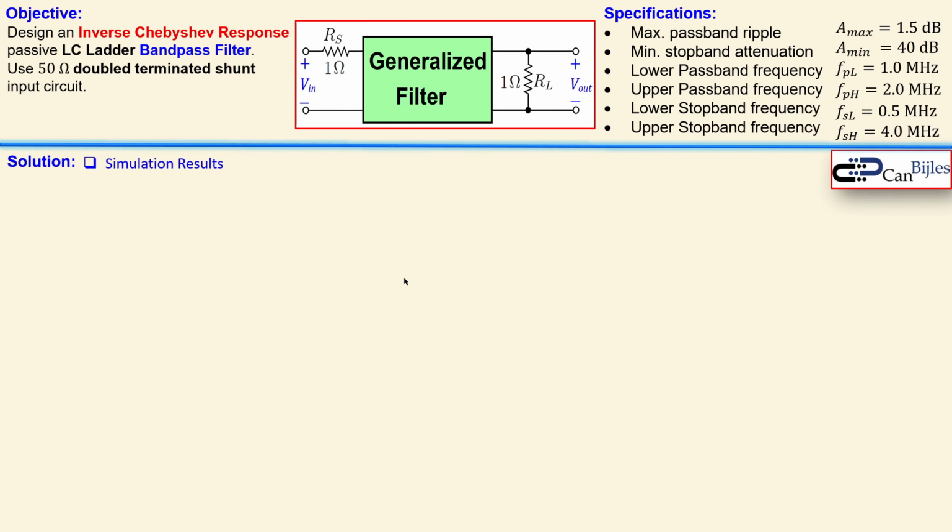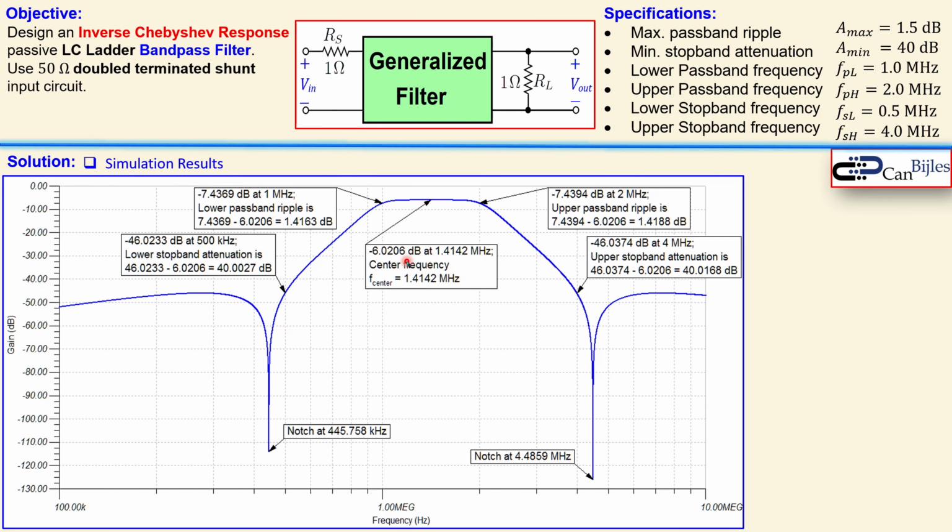So let's look at the simulation result and verify our specifications. This is the Bode plot for the gain. You only see the gain actually, and what you also see is that there is no ripple in the passband, there is a ripple in the stop band, and that's why it's called inverse Chebyshev response. It's also called the Chebyshev response type 2.